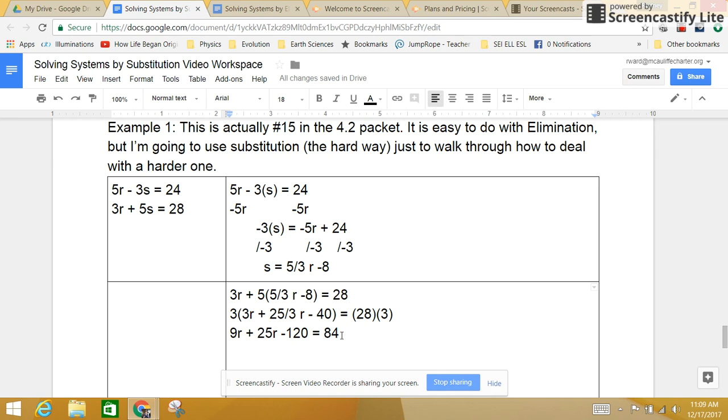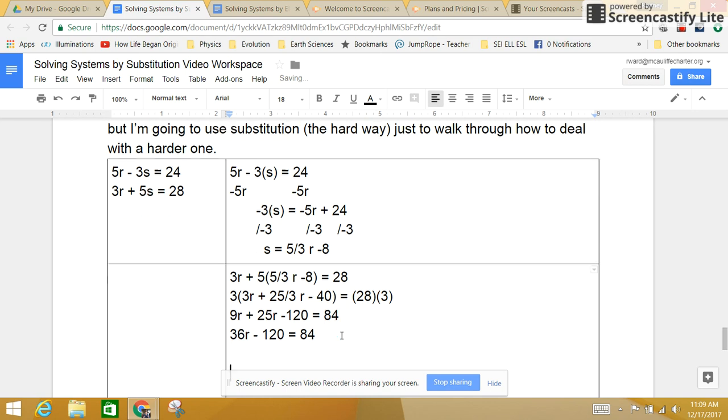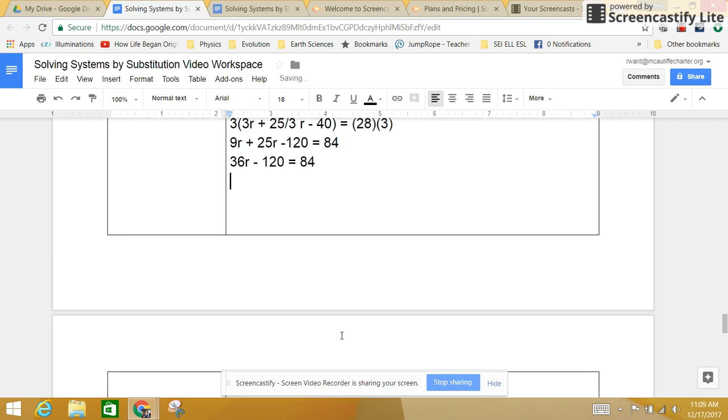9r plus 25r is going to be 36r minus 120. I consolidated my like terms, and that equals 84. Now I want to get rid of the 120. I'm going to add 120 to both sides. Okay, now I've got 36r equals 84 plus 120. That's going to be 204. All right, now I've got to work out what 36, I've got to divide 36 into 204.